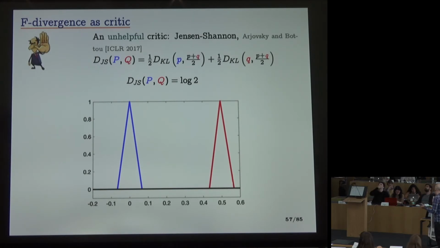So here is the Jensen-Shannon divergence. The original GAN paper was proposing to use the Jensen-Shannon divergence as a critic. On the plot here, I've shown an example of two densities, P and Q. P is a little triangle density centered at the origin, Q is away from the origin. My task would be to move my little red triangle towards my blue triangle.